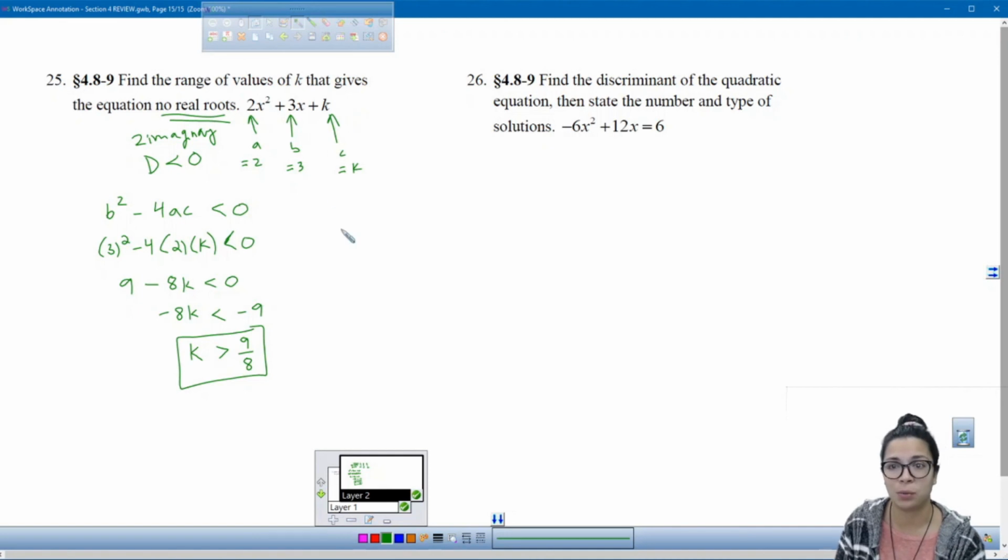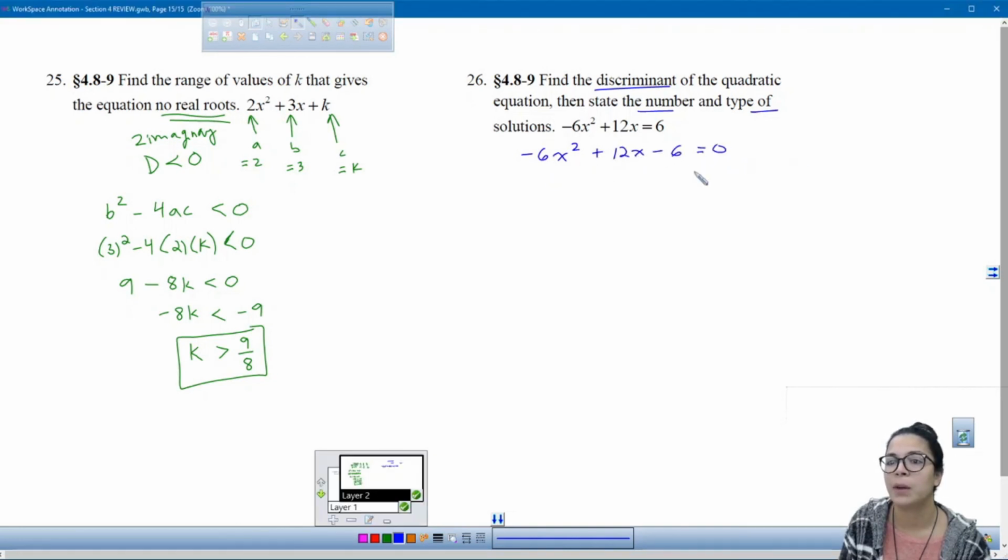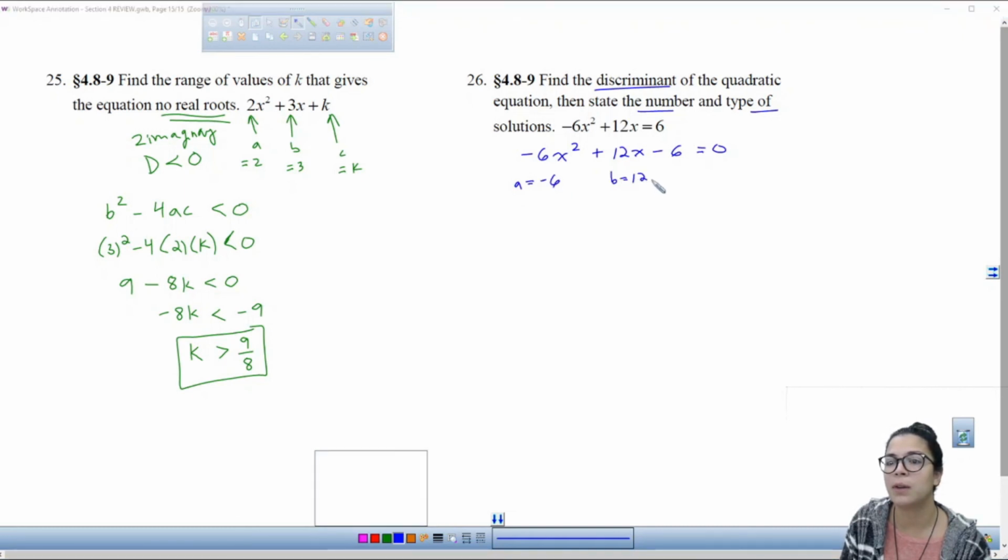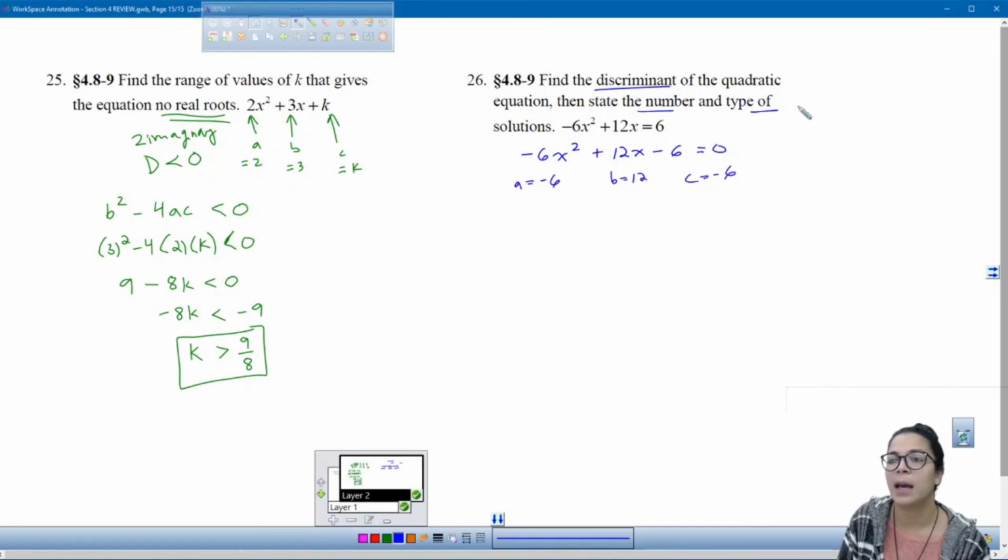All right, and then the last question, number 26, we're finding the discriminant of the quadratic equation and then determining the number and type of solution. So I'm going to go ahead and subtract 6 to both sides, so we have -6x squared plus 12x minus 6 equals 0. Okay, remember we use A, which is -6, B, which is 12, and C, which is -6, and the discriminant is b squared minus 4ac.